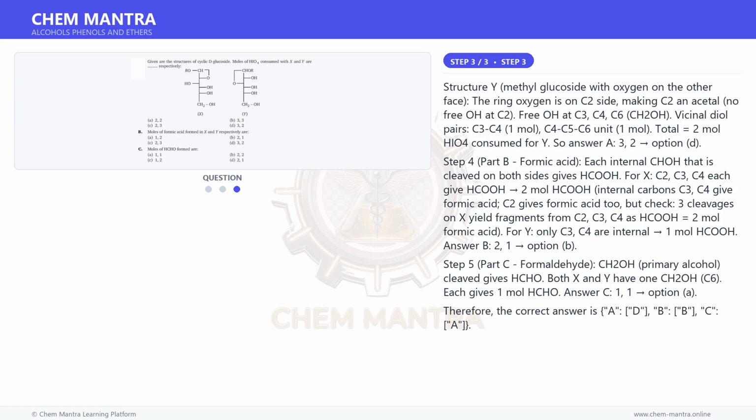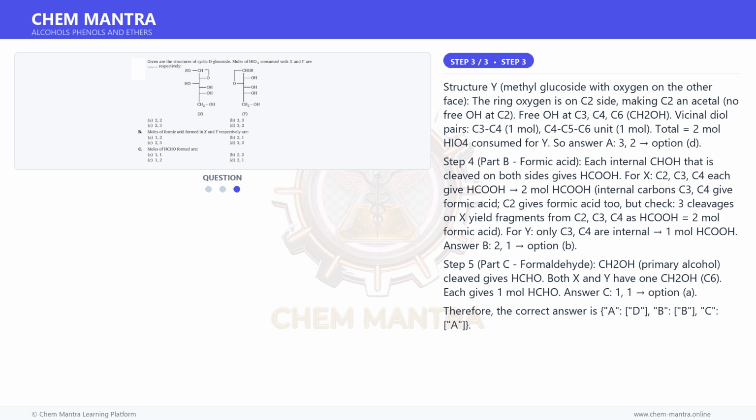Step 5, Part C, formaldehyde HCHO, primary alcohol, cleaved gives HCHO. Both X and Y have 1 CH2OH, C6. Each gives 1 mole HCHO. Answer C, 1, 1, option A.